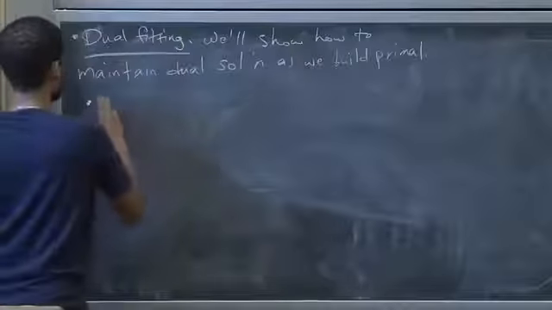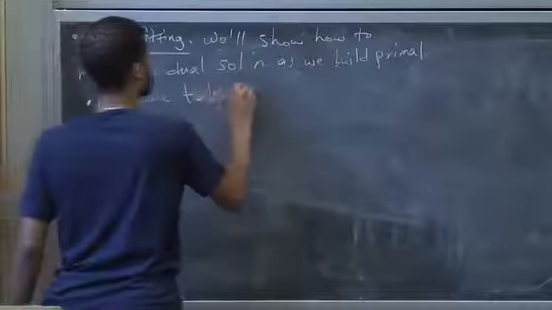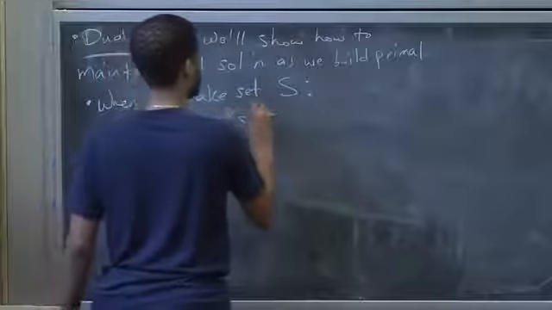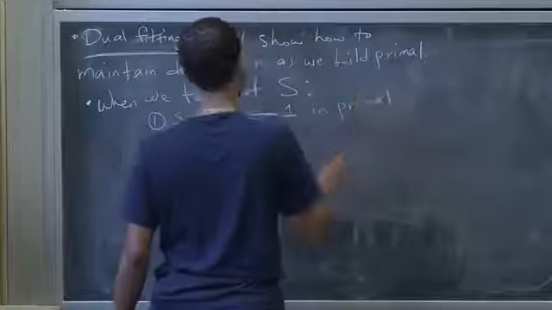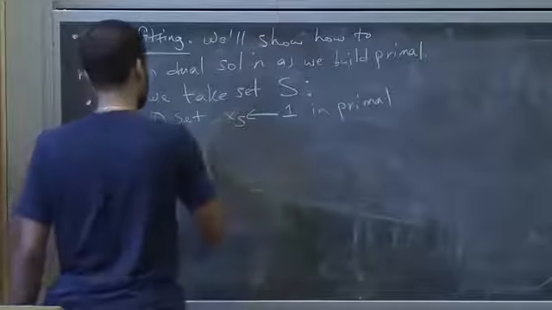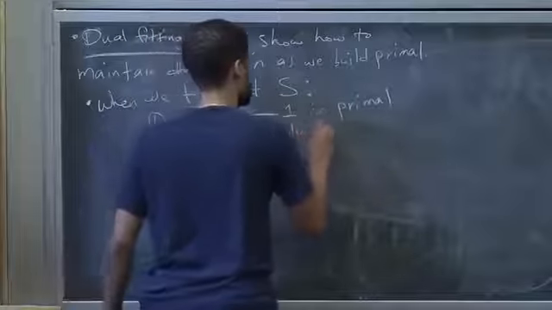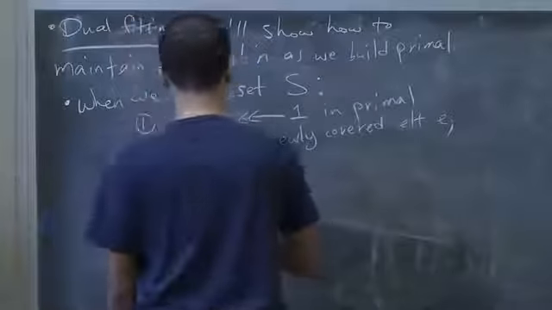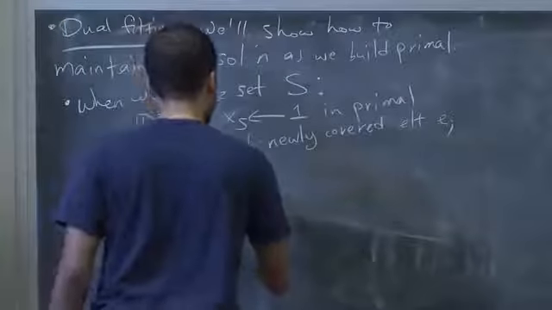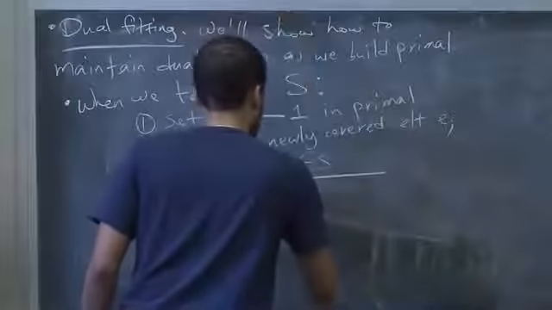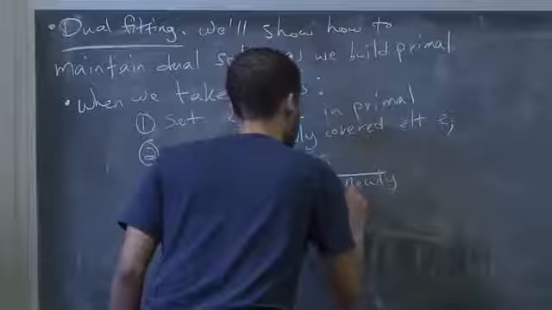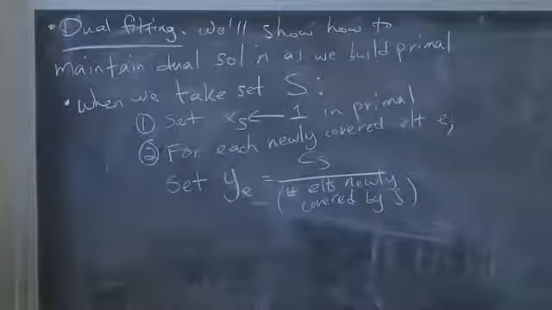Okay, so when we take a set S, we're going to set x sub S to 1 in the primal, and for each newly covered element e, we'll set y sub e to equal c sub S over the number of elements newly covered by S. Okay? So this is what we're going to do.